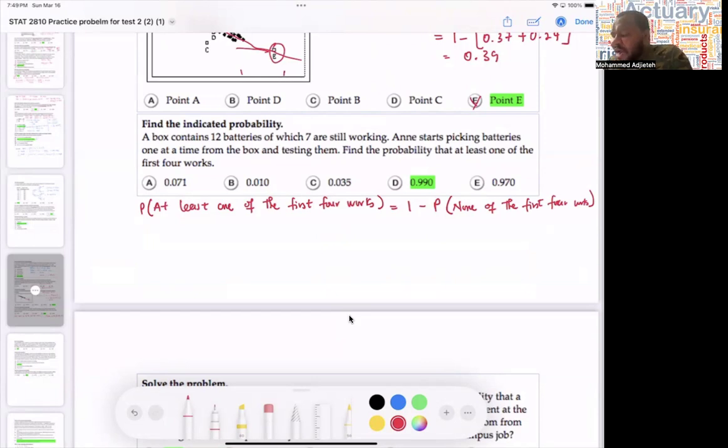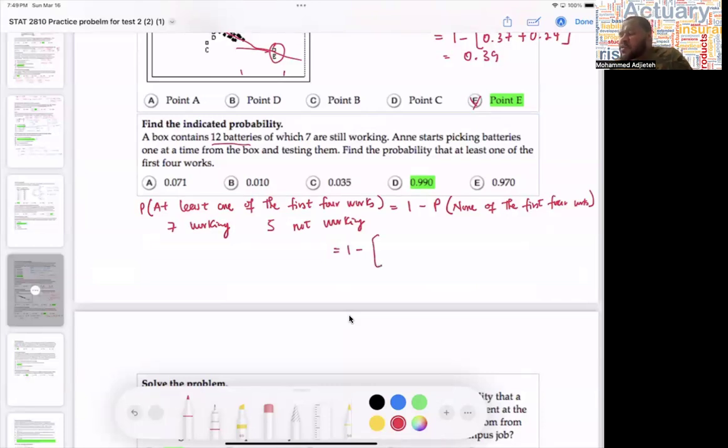So 5 are not working. I got that because I have 12 batteries, 7 are still working. So I know that 7 are working, 5 not working. So to be able to find this probability, is the same as 1 minus.